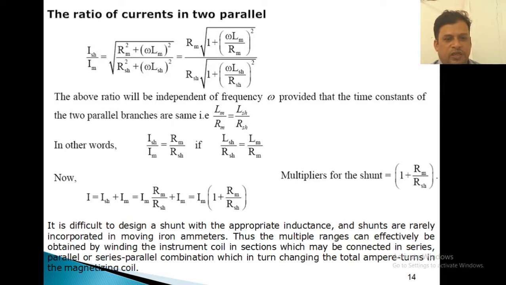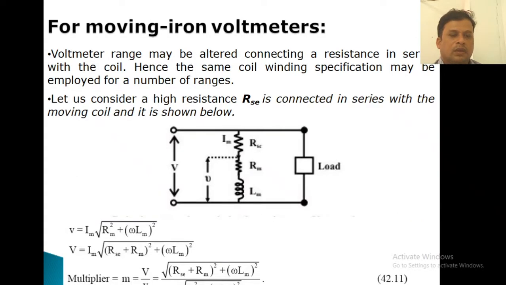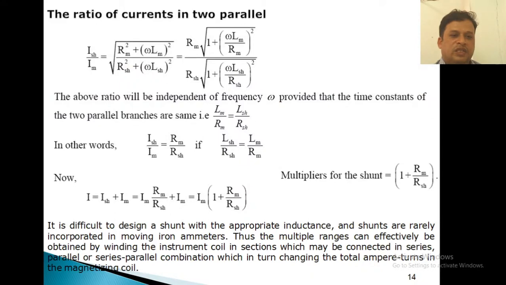It is difficult to design a shunt with appropriate inductance, and shunts are rarely incorporated in moving iron instruments. Thus multiple ranges can effectively be obtained by winding the coil in a parallel-series combination, which changes the ampere turns in the magnetizing coil. So you can increase the range by adding the multipliers here. These are the multipliers.